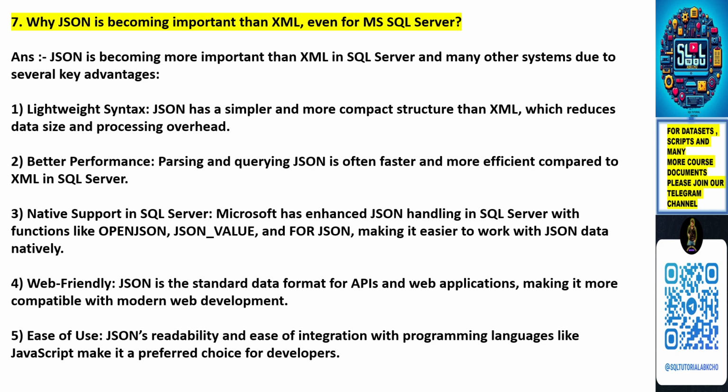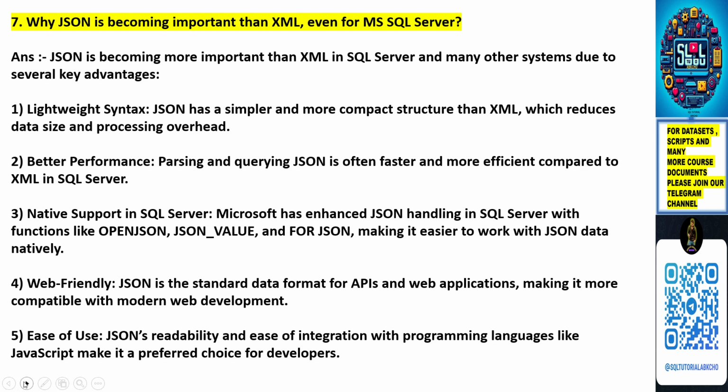Now, the fifth point is ease of use. JSON's readability and ease of integration with programming languages like JavaScript make it a preferred choice for developers. So these points are enough for determining why JSON is better than XML. Now, move on to the next question.